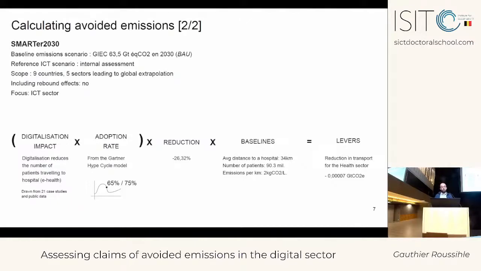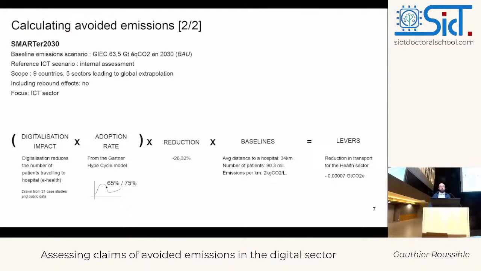They don't include the rebound effect, but they focus on the whole ICT sector. So for them, they use another method that is, I mean, even the GSMA method is a bit better, I guess. So they decide on a digitalization impact, saying, for example, that digitalization reduces the number of patients traveling to hospital thanks to ER solutions and so on. They get that from case studies and public data. Then they decide on adoption rates, which is quite tricky for me to understand, which is basically a theoretical model from Gartner. It's called the Gartner hype cycle, saying that a technology is adopted very quickly, then it decreases, and then it's slowly being adopted.